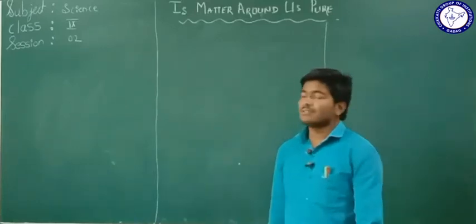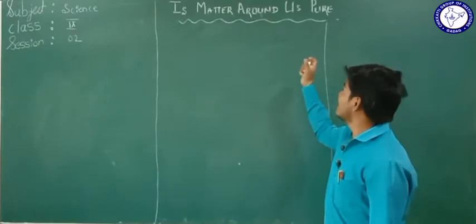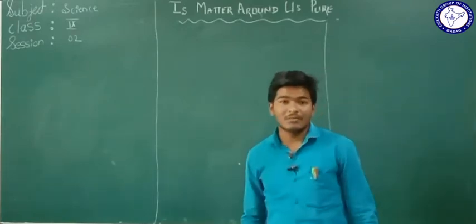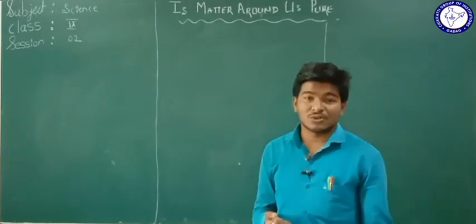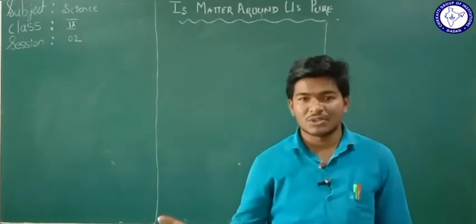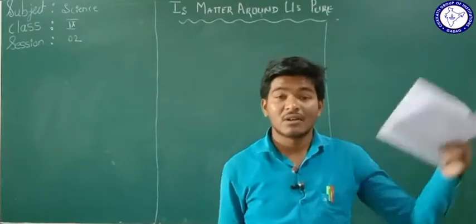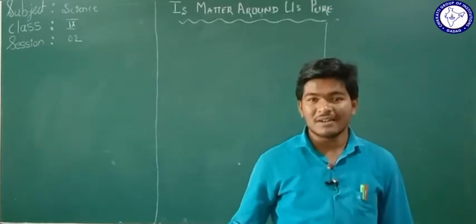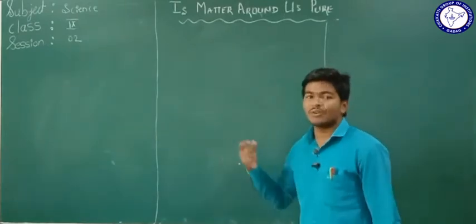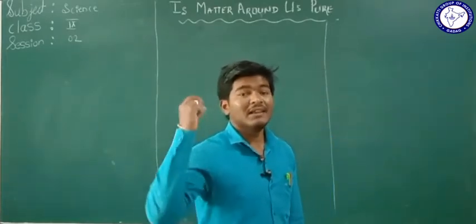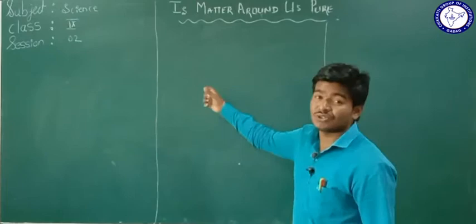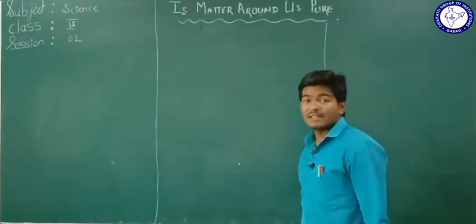In the last session, under the chapter "Is Matter Around Us Pure", we studied types of mixtures, isn't it? We studied what is a solution, what are the types of solutions, what is a homogeneous mixture, what is a heterogeneous mixture, isn't it? So, in today's class, we are going to continue that part. In the last session, we studied the last thing, that is the solutions. We have studied the properties of the solution.